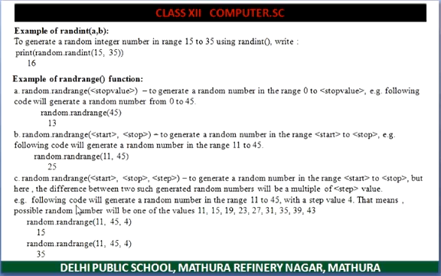Now, an example. The following code will generate a random number in the range 11 to 45 with a step value of 4. That means the possible random number will be one of the values 11, 15, 19. So the difference is 4. random.randrange(11, 45, 4). So these are the possible values. Any one of the possible values will be generated by this example. So 15 is here, 35 is also here.